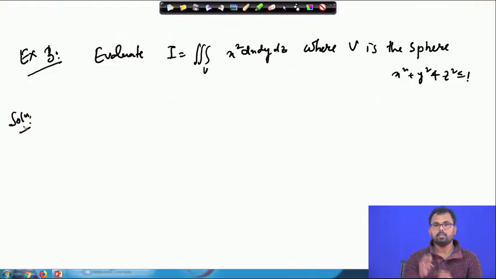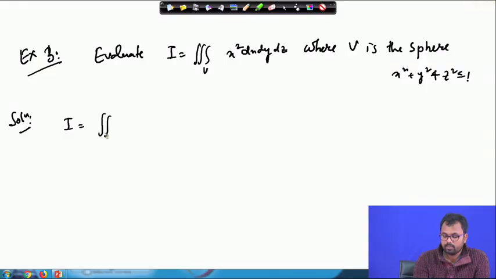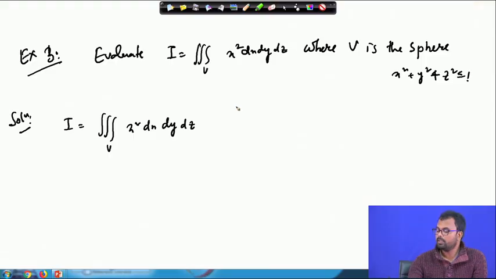Now again here we are given a sphere, which is basically a bounded region, and we need to evaluate this integral. The integral I is given by the integral over V of x square dx dy dz, and obviously V is a bounded region where x, y, and z can be transformed into a spherical polar coordinate system.